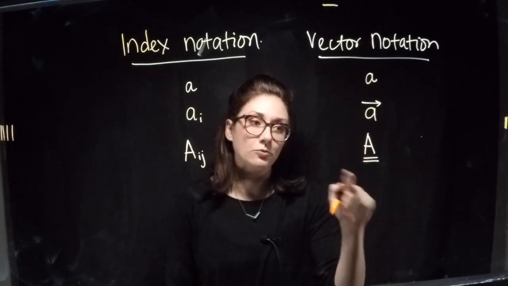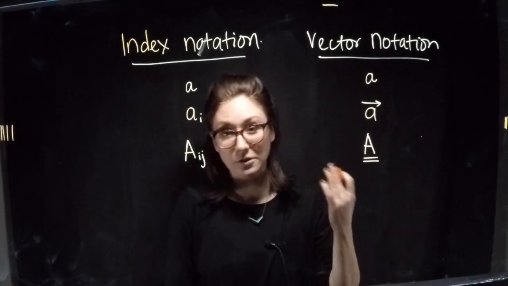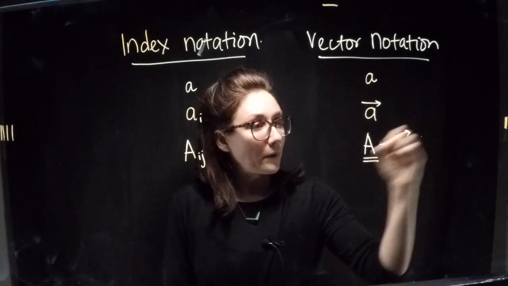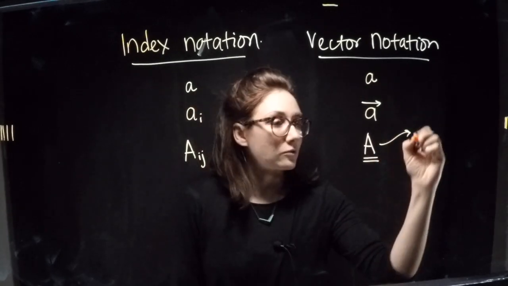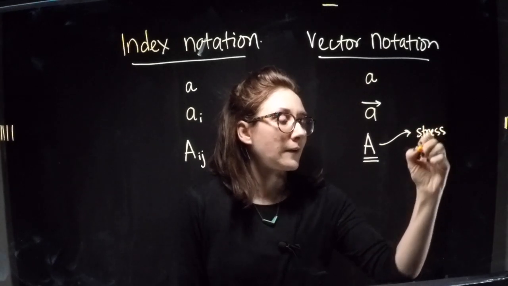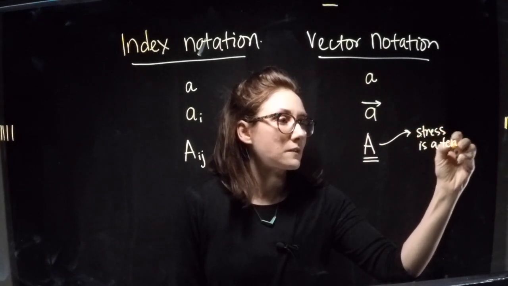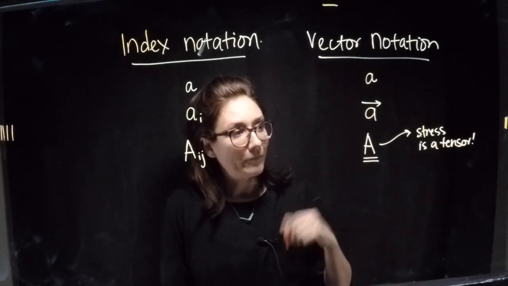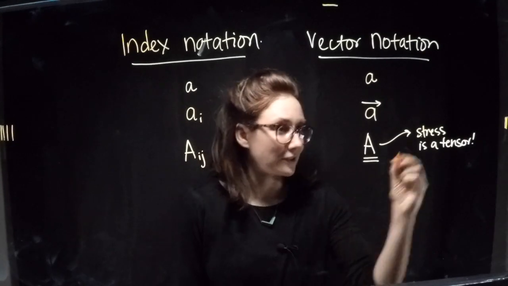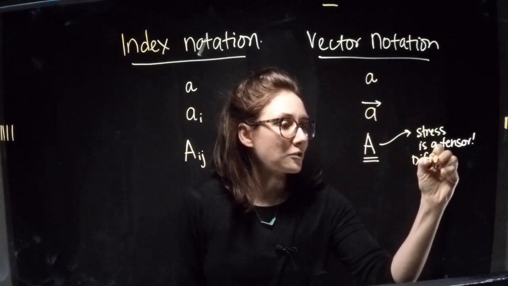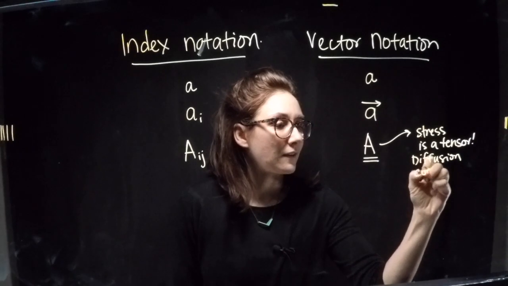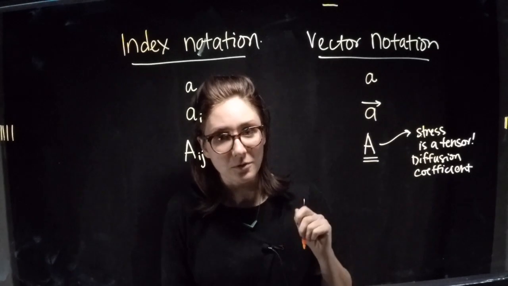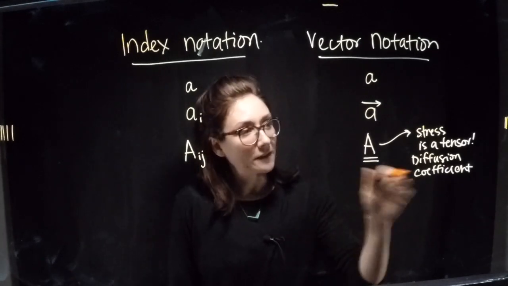Now, if you're not used to formally hearing something called a tensor, you're actually probably familiar with tensors already. One that you're probably used to seeing is stress. So stress is a tensor. And a fun one that many people don't actually realize is a tensor is the diffusion coefficient. It is properly a tensor. We usually approximate it as a scalar. That's just a fun little fact there.